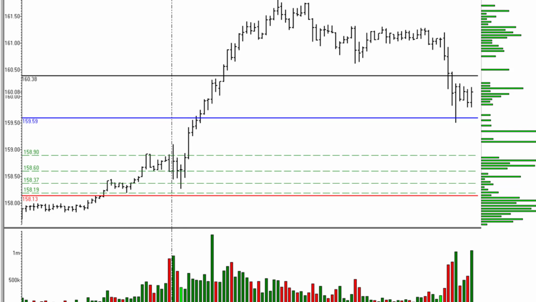The next thing we see happen, Apple trades down below our next volatility band. We're down at 158.35, reverses, triggers us in as it's moving higher. This time, the exit is that 158.60 band.